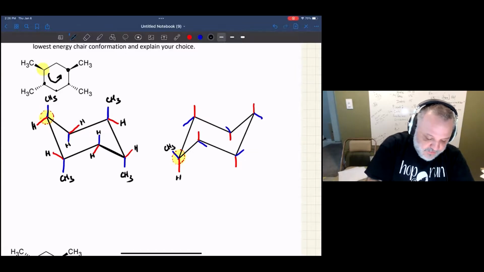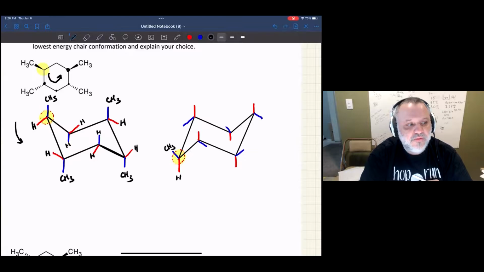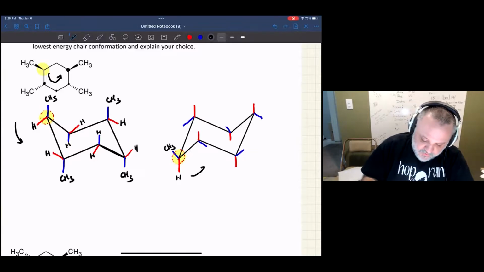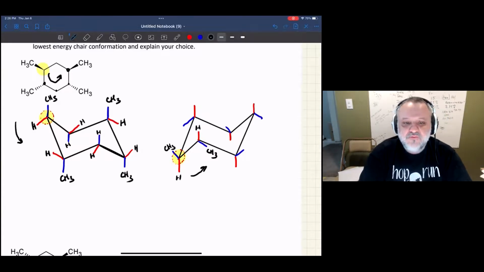Now, in order to get it correct, I want to go counterclockwise around the ring. And so counterclockwise around the ring is this direction. And so the other one was pointing down. And so the CH3 group is pointing down. It went from axial to equatorial, but it's still pointing down.